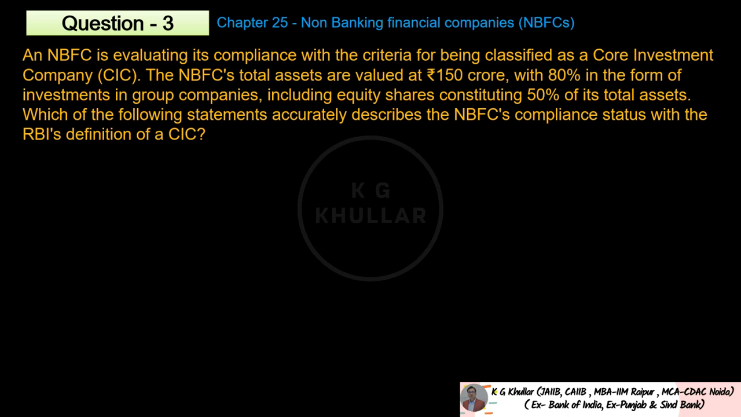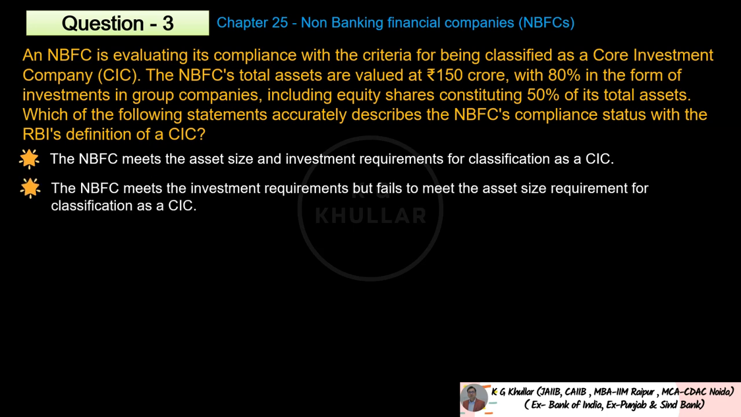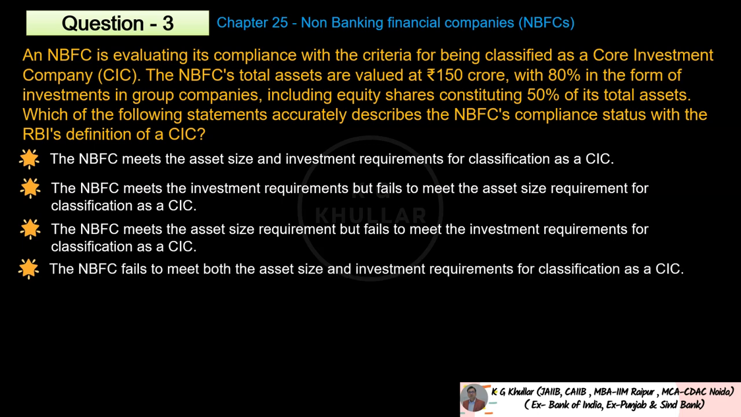And these options are given to you. That is, first option A is the NBFC meets the asset size and investment requirements for classification as a CIC. Then second option B is the NBFC meets the investment requirement but fails to meet the asset size requirement for classification as a CIC. Then third option C is the NBFC meets the asset size requirement but fails to meet the investment requirements for classification as a CIC. And last option D is the NBFC fails to meet both the asset size and investment requirements for classification as a CIC.